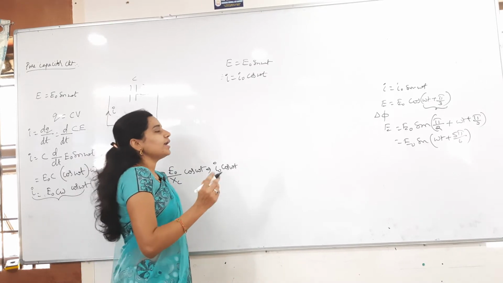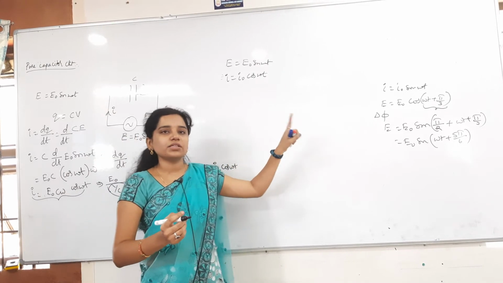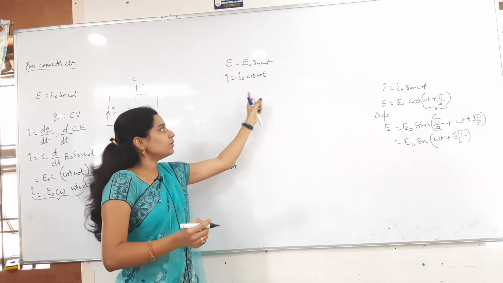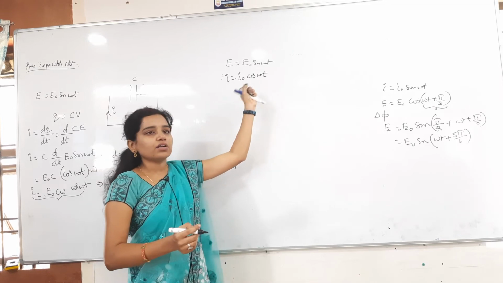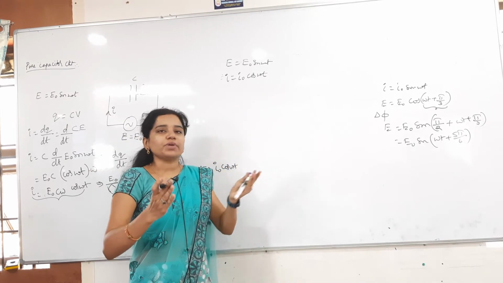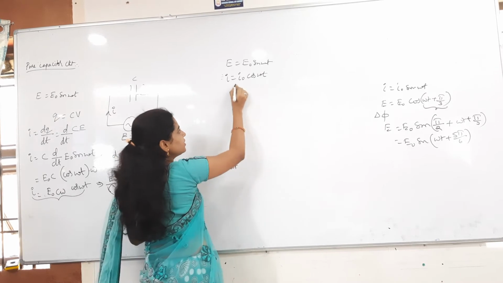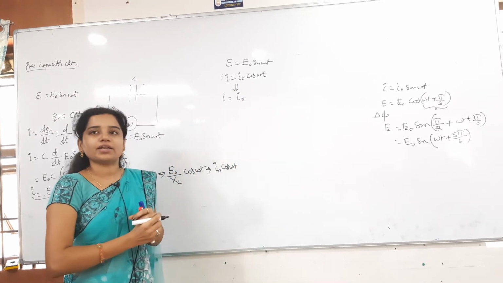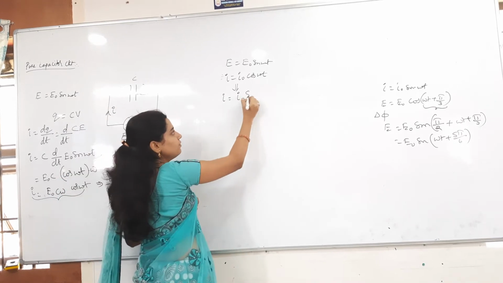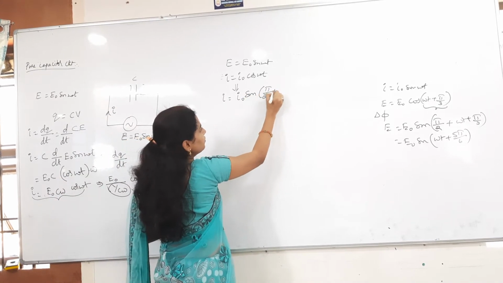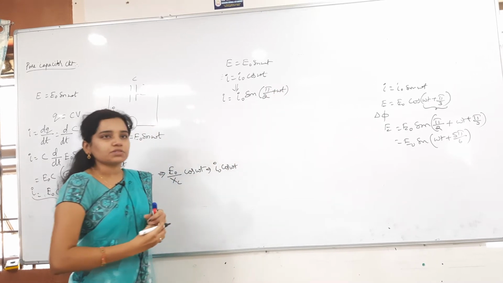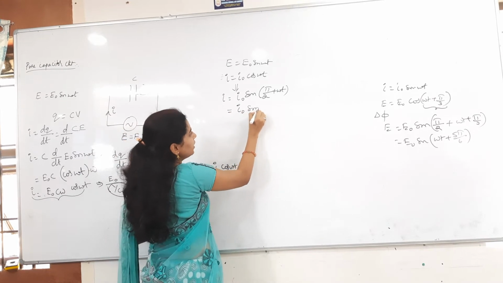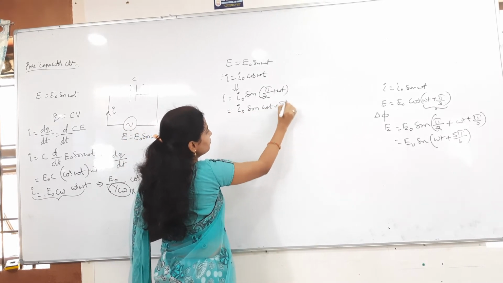To get that, I said to find the phase difference both should be in the same function. So E is equal to E naught sin omega t, that is fixed already. Now you have to change I naught cos omega t to I naught sin omega t plus some value. For that I will use cos theta is equal to sin of 90 plus theta. Sin of 90 plus theta is cos theta, obviously. Now I can write this as I naught sin of omega t plus pi by 2.